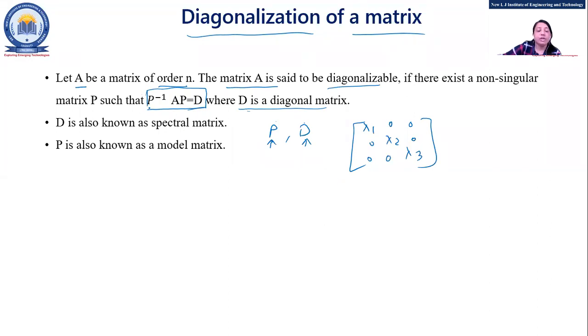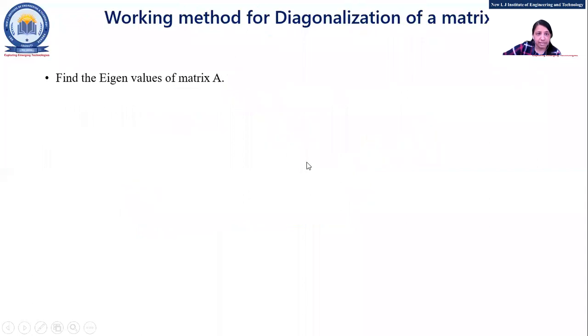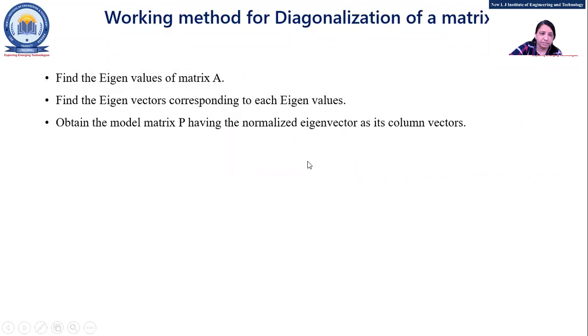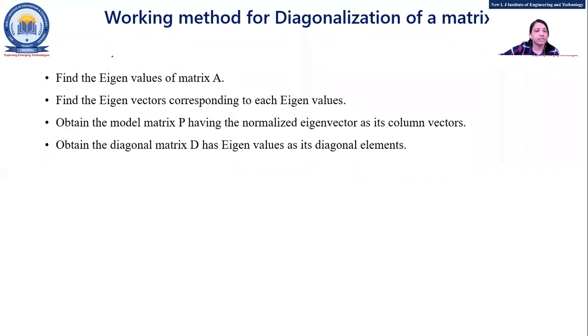We need to do the multiplication of P inverse A and P. If you get an answer D, and D is what? This. So in that one, you need to follow the concept of eigenvalue and eigenvector also. You should know the concept of eigenvalue and eigenvector. So first we'll move to the steps of this, and then we will move to the definition again. These are the 4 steps.